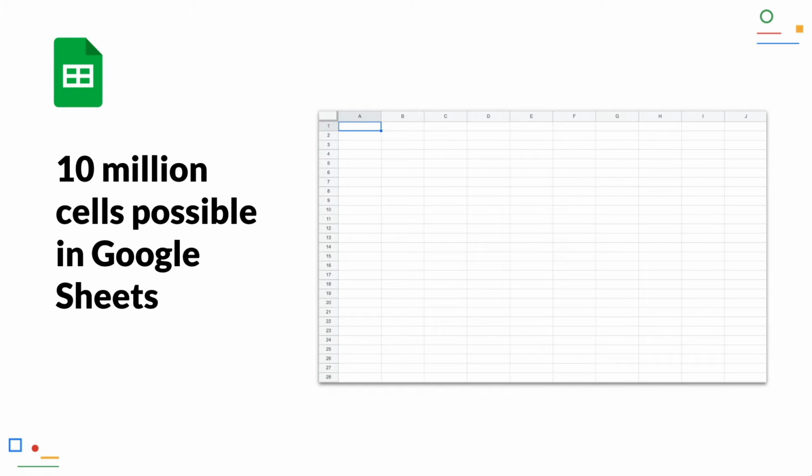10 million cells possible in Google Sheets. Google has now increased the maximum number of cells in Google Sheets from 5 million to 10 million cells. This means that even very large amounts of data can be processed better in Google Sheets.